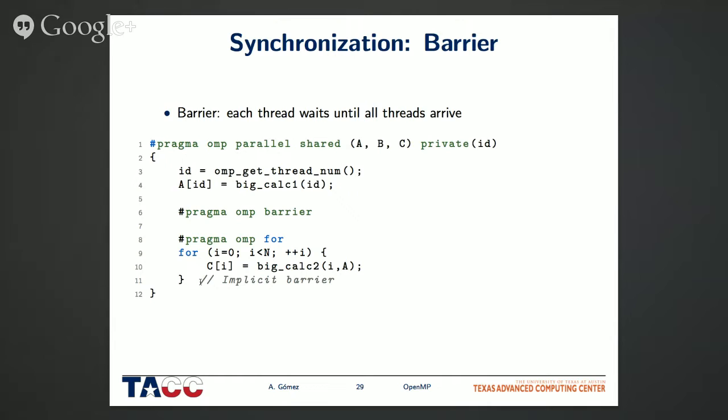We also have barriers to synchronize threads, meaning I'm not going to continue my execution until all the other threads reach this particular line, this particular barrier here, line 6. Okay. This might be useful for some kind of load balancing or synchronization of tasks.